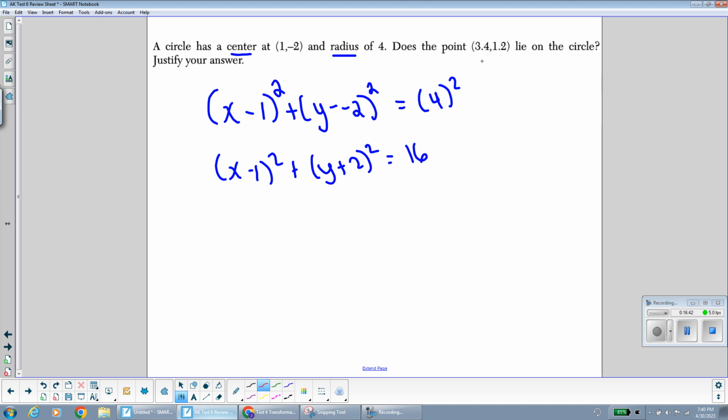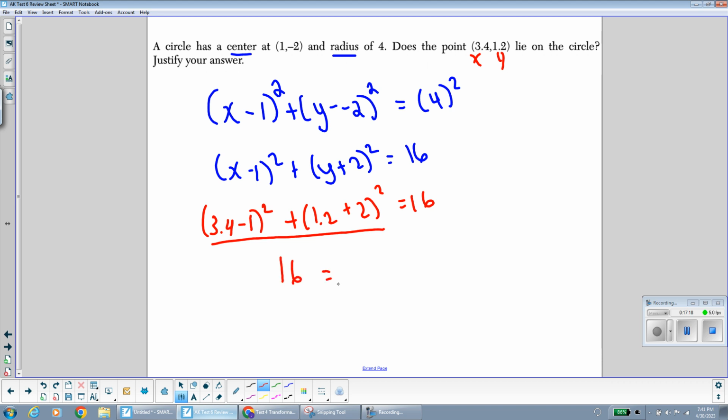So now if I want to see if this point is on the circle, this is the x-coordinate of my point, that's the y-coordinate of my point, I can just plug it in and see if I get a true statement. So that would be (3.4 minus 1) squared plus (1.2 plus 2) squared is equal to 16. I'm going to type this into my calculator: parentheses, 3.4 minus 1, close parentheses squared, plus parentheses, 1.2 plus 2, close parentheses squared. So I'm going to type this whole left-hand side into my calculator and hit enter, and I get 16.